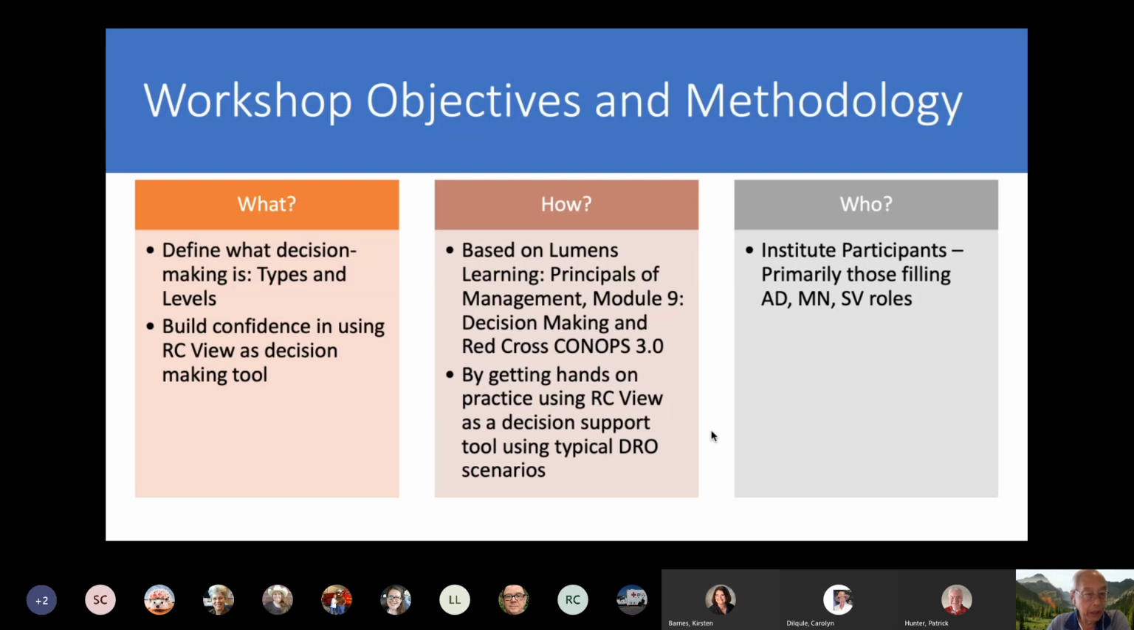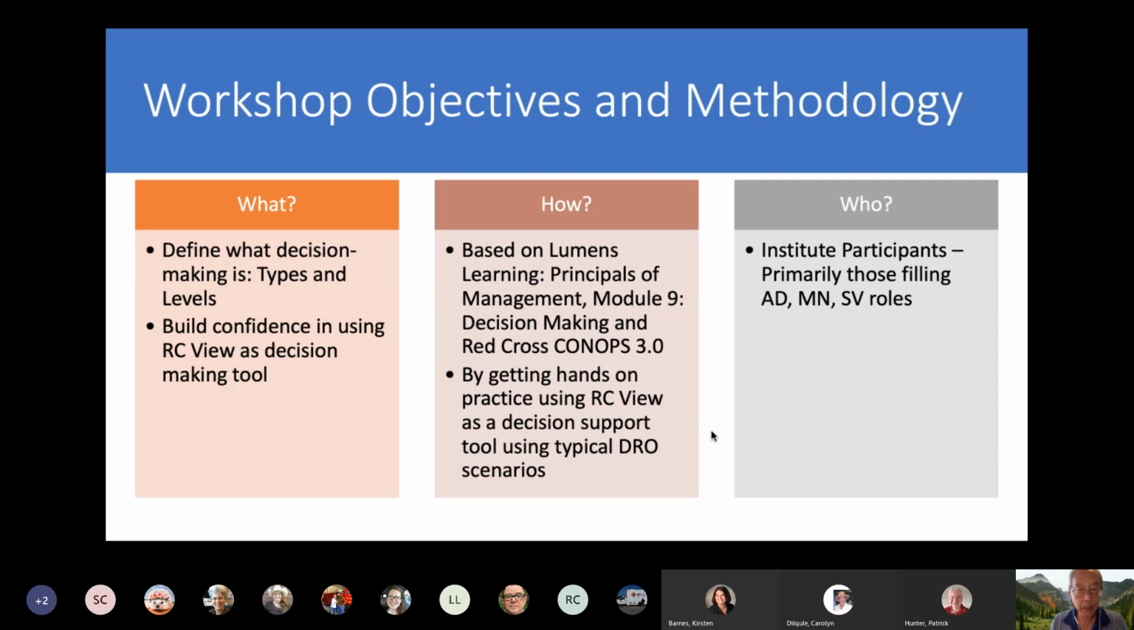As another objective of the class, I'm hoping that this will build confidence. This is a building confidence workshop in which you will feel more comfortable in using RCView as a decision tool. Now, how am I going to do this? I'm going to discuss some principles that are in the Lumens Learning Management Module 9, which is on the internet. That's where I actually found some of this.